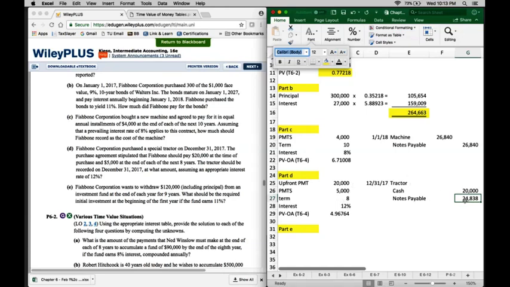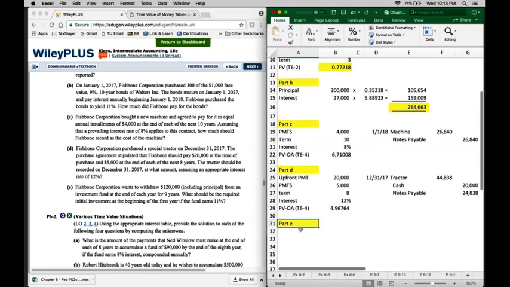Now if all they asked me was what's the present value of the note, this would have been my answer. Here they're asking me how much would I record the tractor at. I would record the tractor at 44,838. So you're combining these two amounts: the present value of the cash paid today, it is what it is, and the present value of the note. Here it was only the present value of the note.